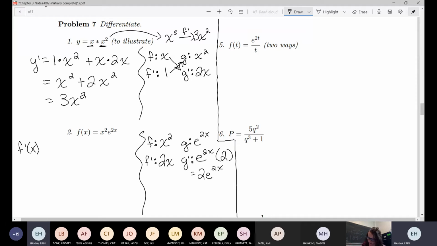So anyway, now I've got all my pieces, so now I've just got to put it in the correct format of f prime g plus fg prime. So f prime times g, so we have 2x times e to the 2x. You don't have to write that multiplication symbol in the middle. I'm just trying to be super duper clear. And then f times g prime.